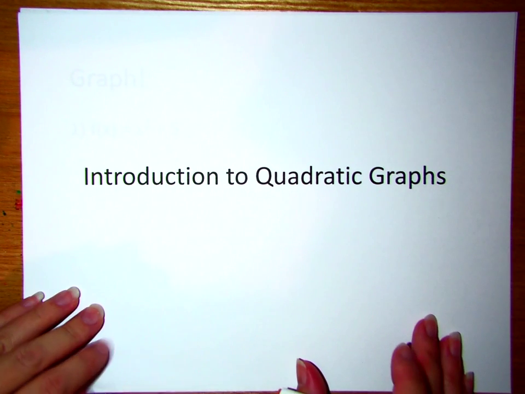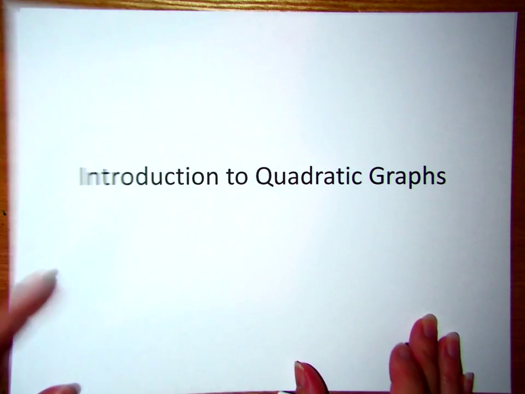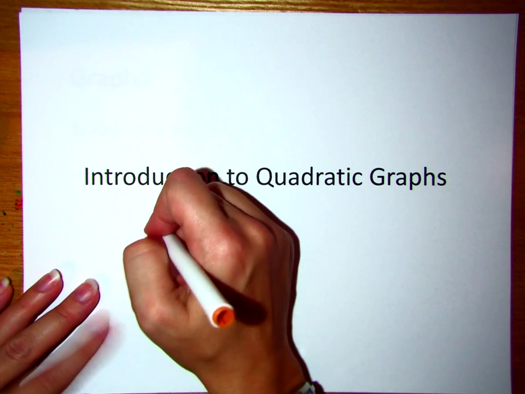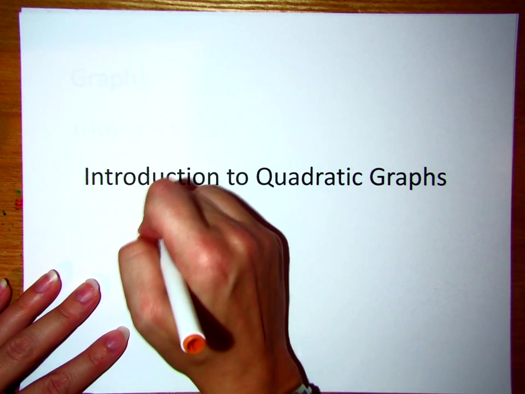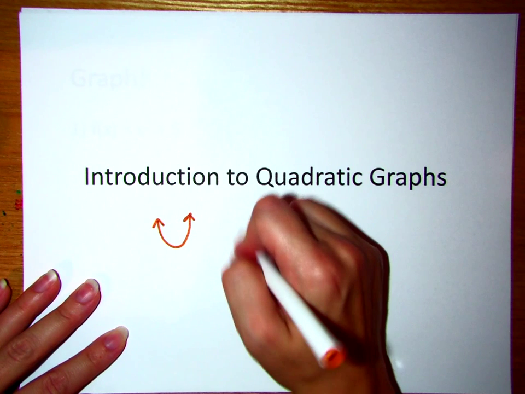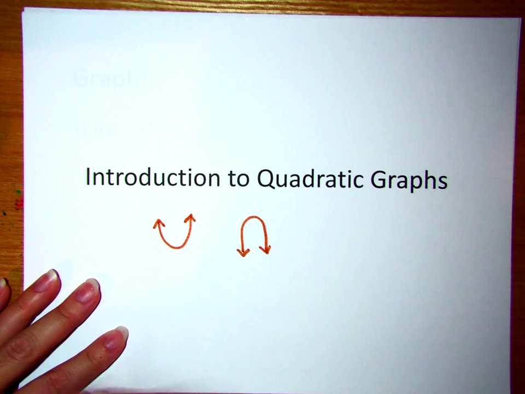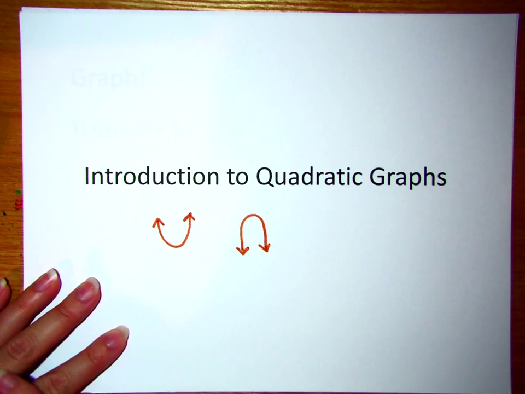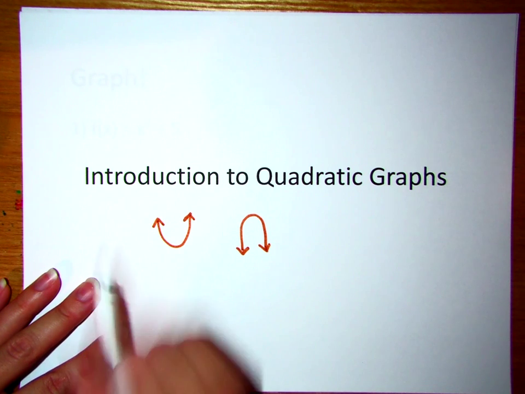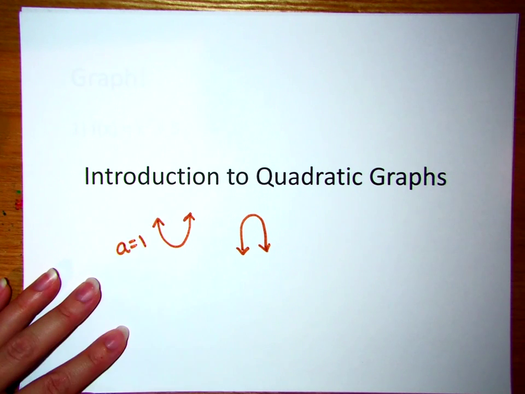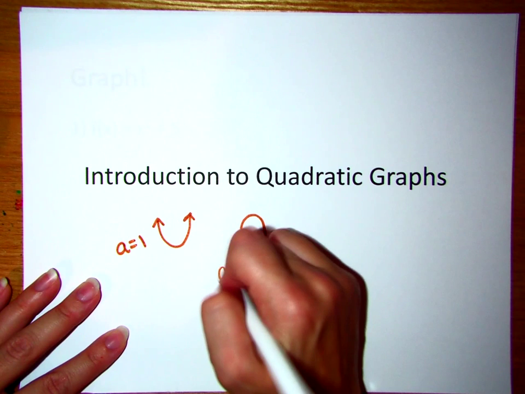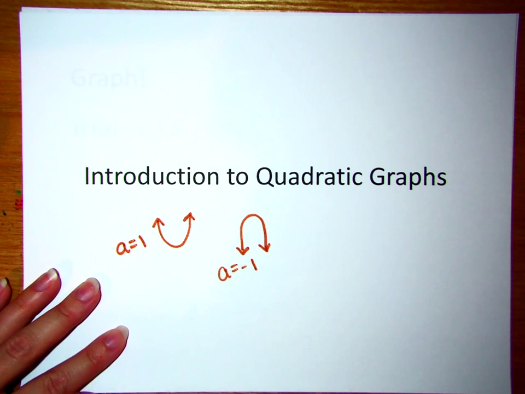This lesson is on the introduction to quadratic graphs. Quadratic graphs are going to form what we call a parabola, which is going to look like a U, whether it's up and down or upside down. So when we're looking at this, generally this means, well, always it means that your a is positive. This one means that our a is going to be negative to make that reflection.